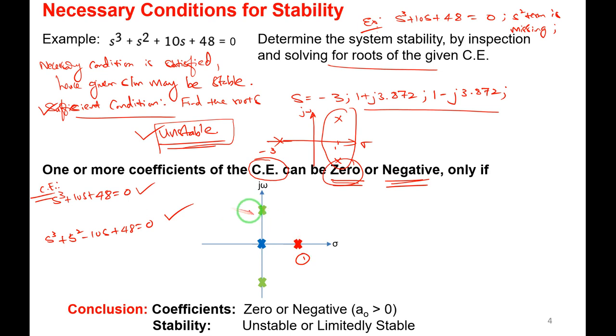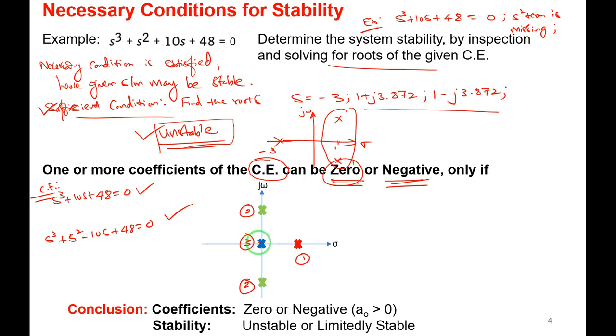This is one case. Second, this green color I have marked here: one or more complex conjugate roots on the imaginary axis, for example plus j2, minus j2. This is the second set. At that time I will come to know that one of the coefficients of the given characteristic equation is 0 or negative, right? In the third case, one or more roots are lying at the origin in the S plane.